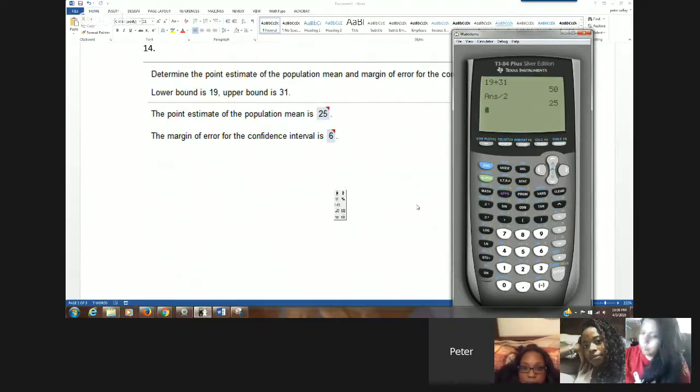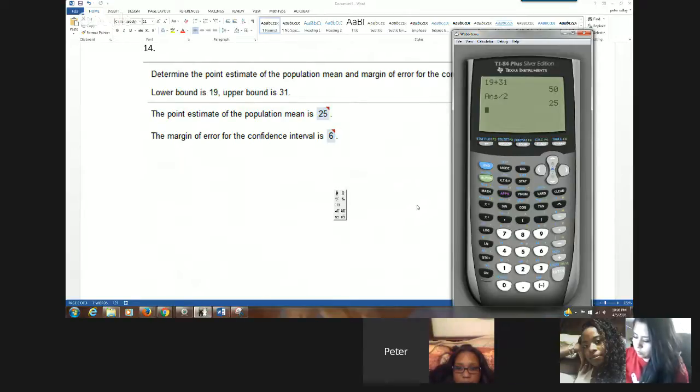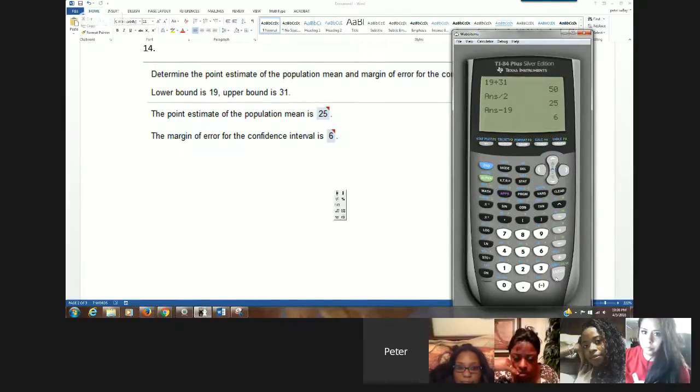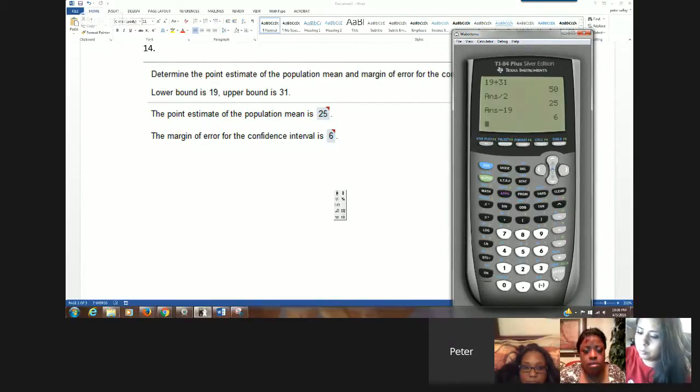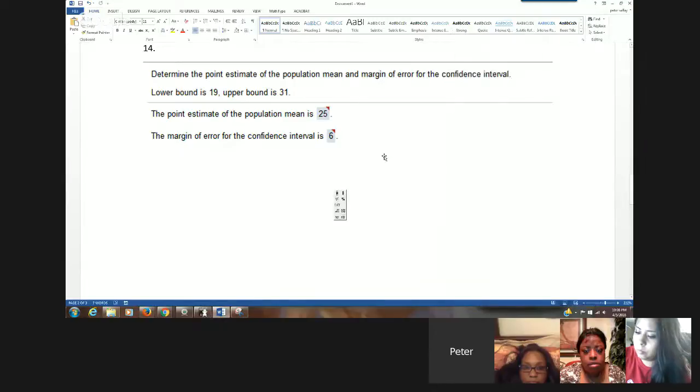And then the margin of error refers to how far up and how far down you go to get from the point estimate to the upper and lower bound. So I just take the 25 and subtract the 19, and that gives me my margin of error. If I go 6 up from 25, I get 31. If I go 6 down, I get 19. So that's all that was asking.